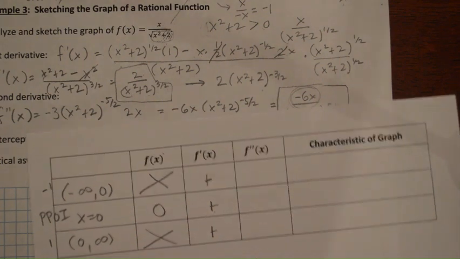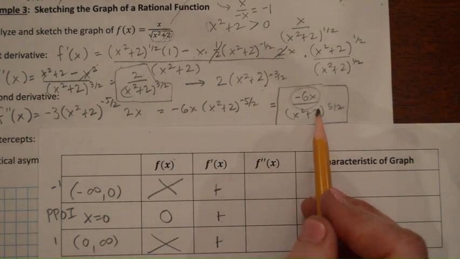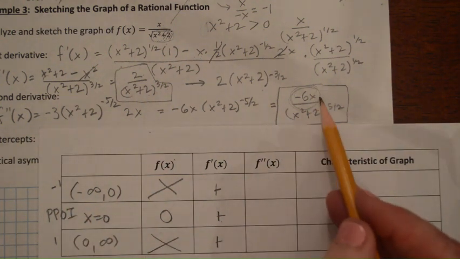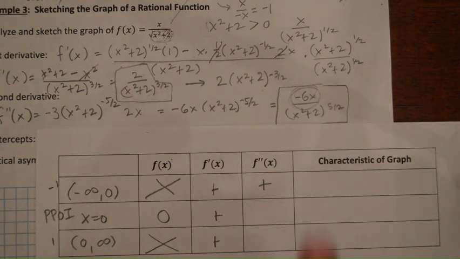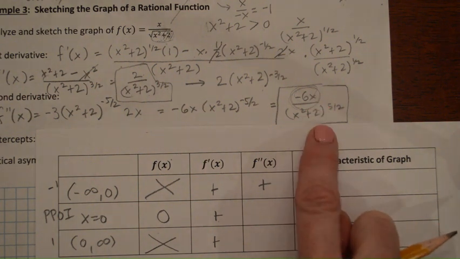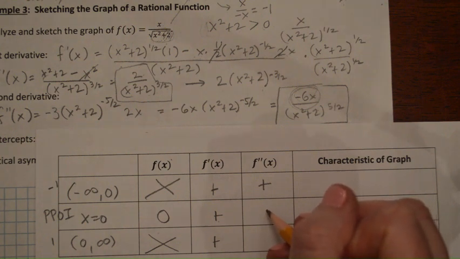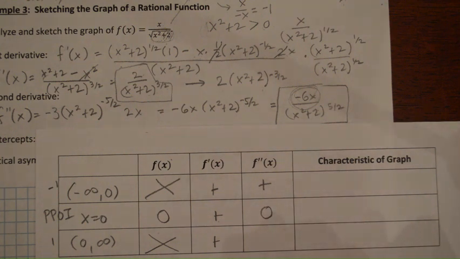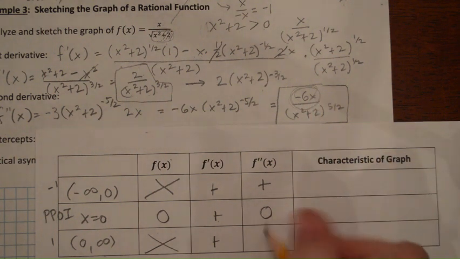All right, then I do f double prime. This one will be interesting because that is what the second derivative is. So when I plug in -1, that becomes positive, and this is positive, so positive. When I plug in 0, I get 0 over positive, so 0. And then when I plug in 1, I get negative over positive, so negative.